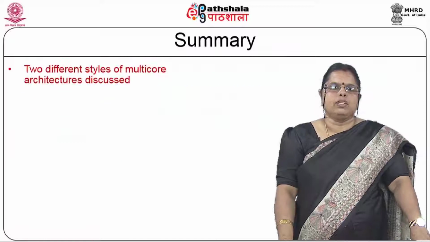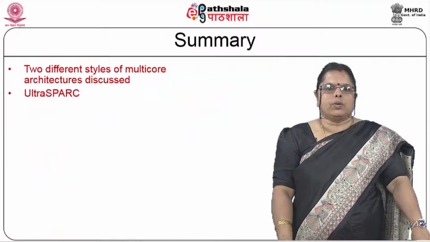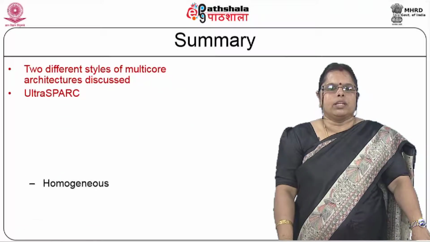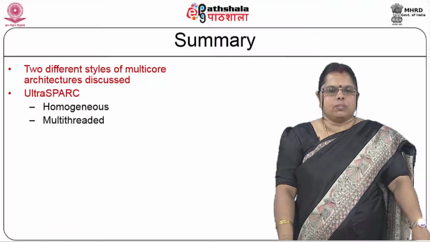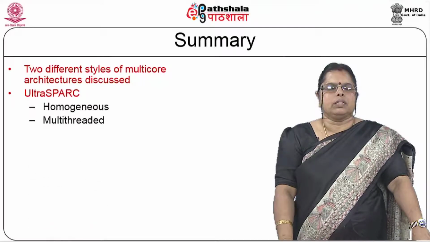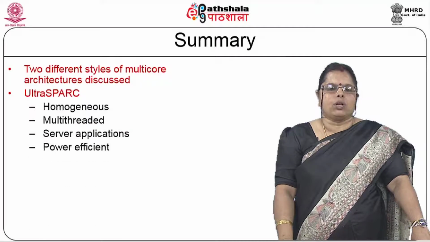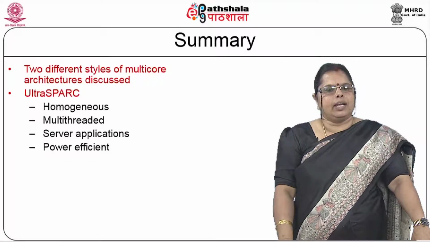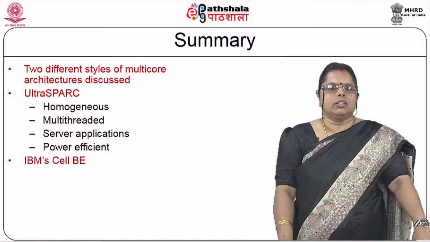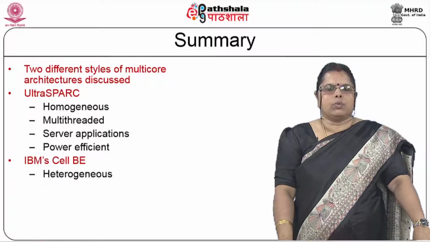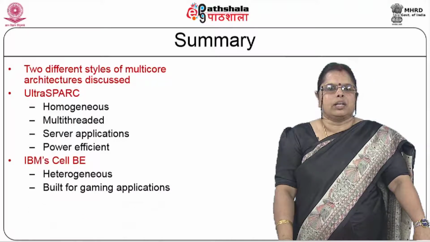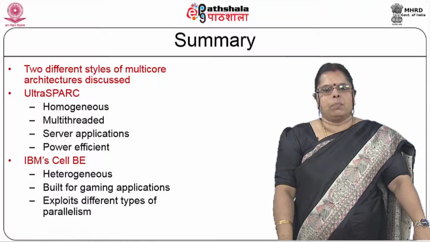So, to summarize, we have looked at 2 different styles of multi-core architectures. We have looked at the UltraSPARC architecture, which is basically a homogeneous type of architecture. It is highly multi-threaded. It was basically brought in order to handle server applications, and it is again a power efficient architecture. The second style of architecture that we looked at was the IBM Cell BE, which is basically a heterogeneous architecture which was built for gaming applications, and you can see that it exploits different types of parallelism. Thank you.